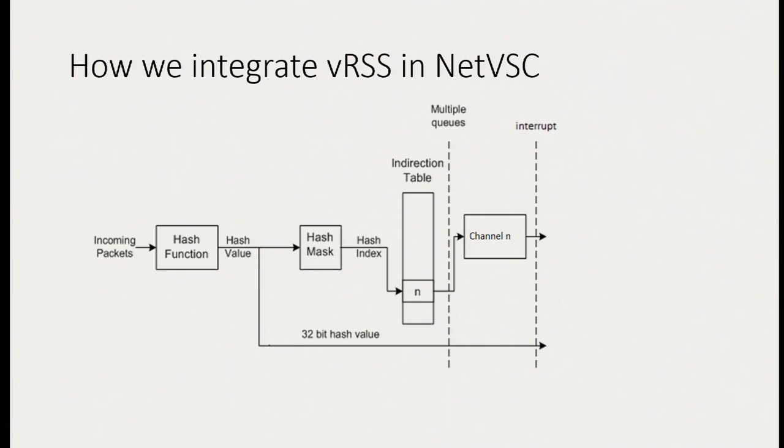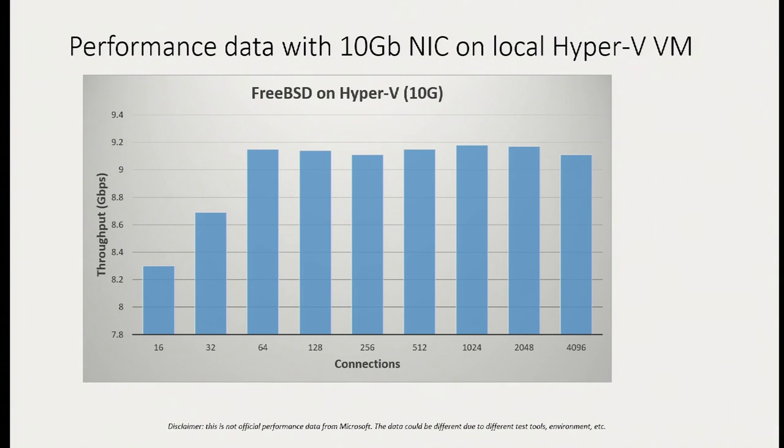Okay. I can give you some performance data here. This is connected with a 10GB NIC. We have all the optimizations enabled, including checksum offloading, TSO, LRO, and VRSS. We can see that with 64 connections, the TCP throughput has reached about 9.1 Gbps. I think this is very good in my opinion. And actually, the scalability is good. We can see with 2,000 connections, the throughput still scales very well.